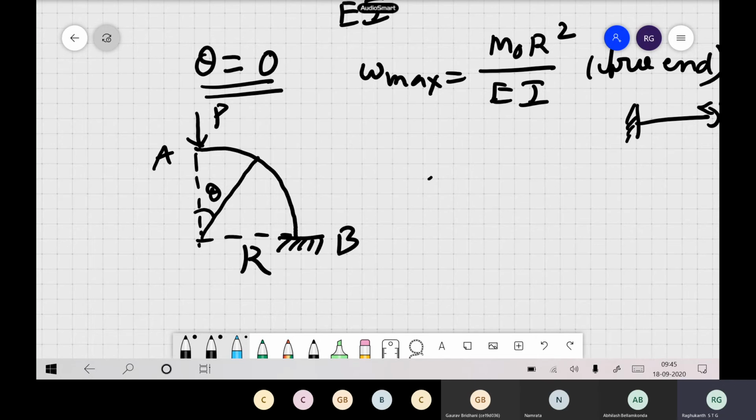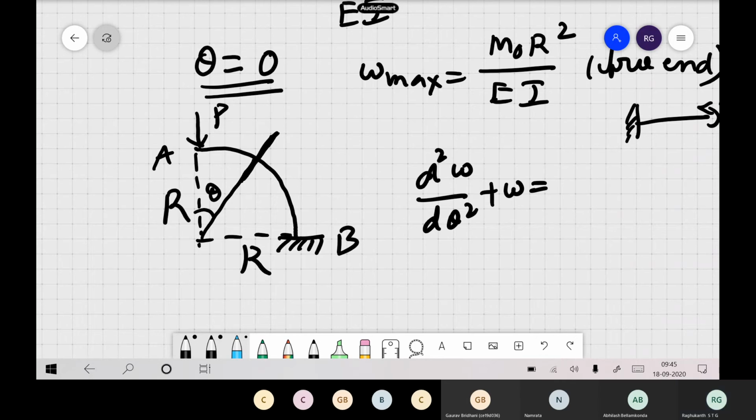Now how do we write this equation? You have d square W by d theta square plus W is equal to the M naught term. So what is the bending moment here? At this section, let us say this is R here. What will be the bending moment? It is R sine phi into P.